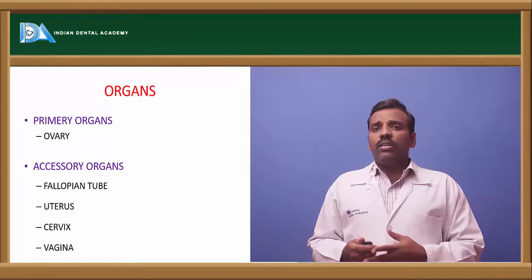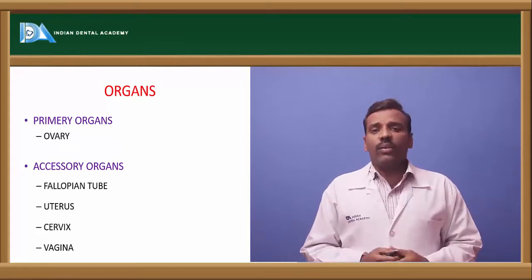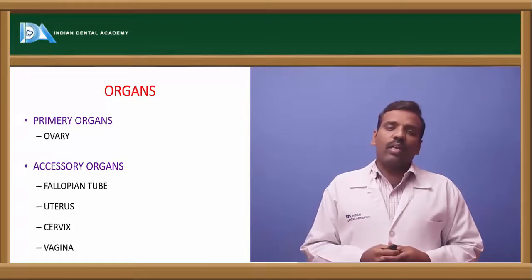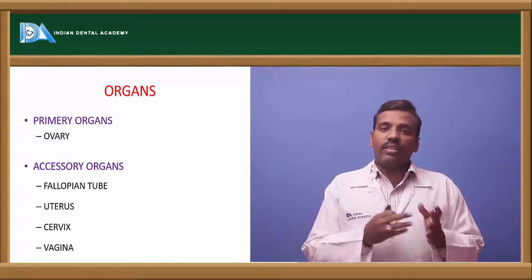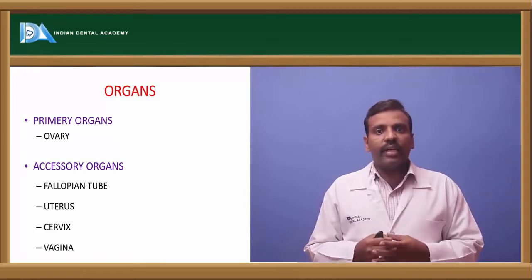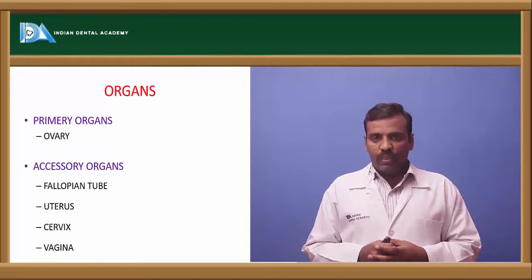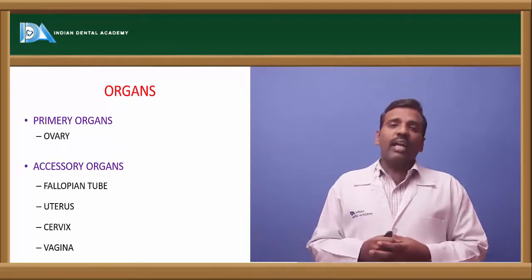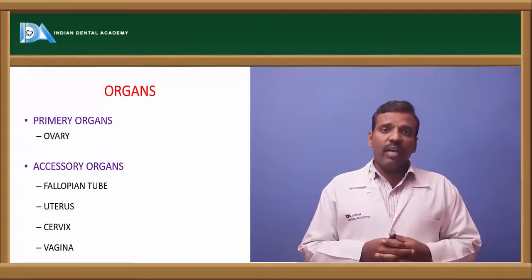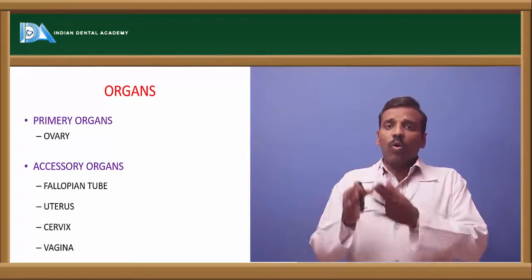First, come to the organs that are present in the female reproductive system. If you see the organs, there are two types: external organs and internal organs. The internal organs are again divided into two types: primary organs and accessory organs. The primary organ is the ovary.